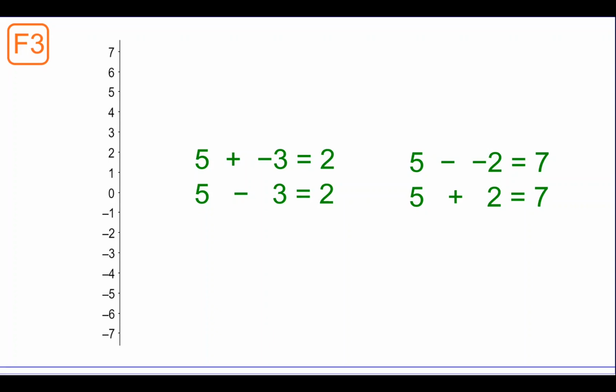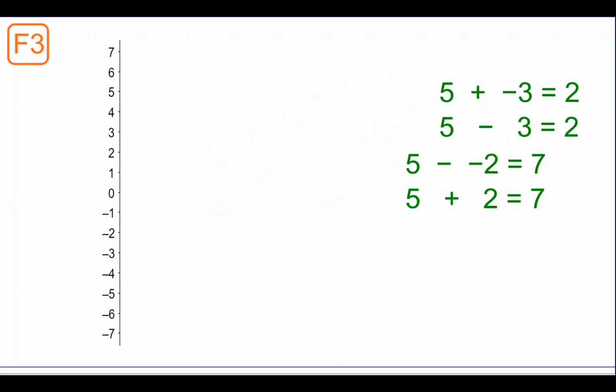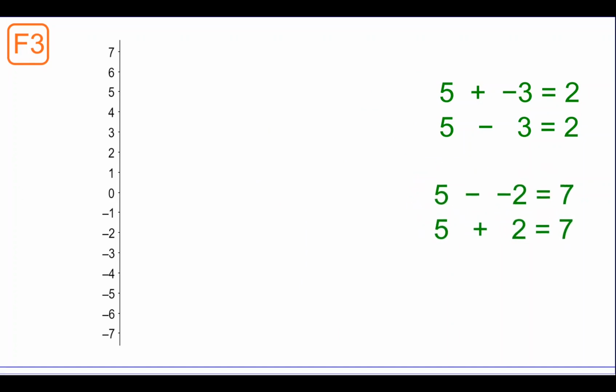We've discovered two rules to help us add and subtract negative numbers. The first rule we found was that if we added a negative number, we got the same answer as subtracting a positive number. And the second rule we found was that if we subtracted a negative number, we got the same answer as adding a positive number. Let's put these to one side and we'll see if we can use them to do some calculations without using the counters.